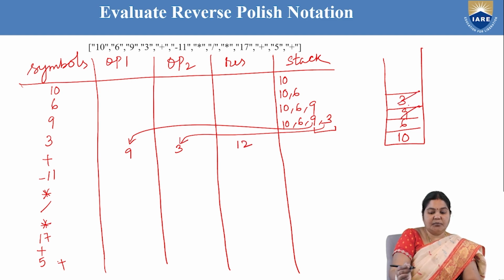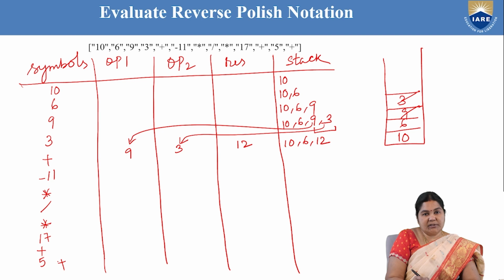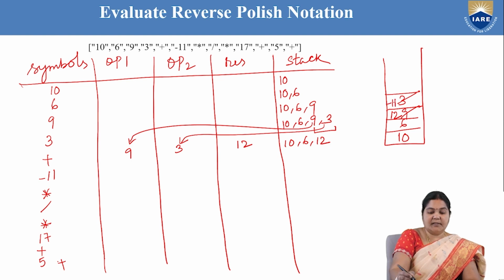So, 3 and 9 we have popped. Now, we have 10, 6, 12. The result, again, we have to push back to the stack. So, the result here is 12. Right. Now, next comes minus 11. Minus 11 is also an operand, so simply you have to push it onto the stack. So, we have 10, 6, 12, minus 11.